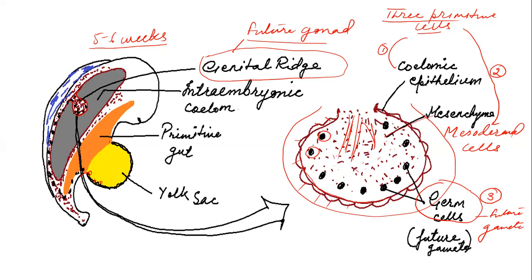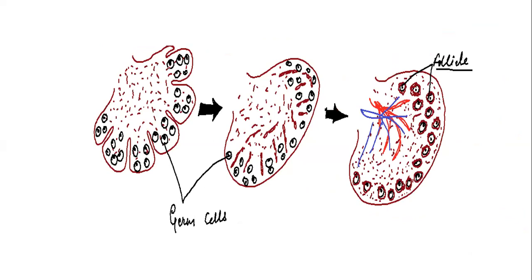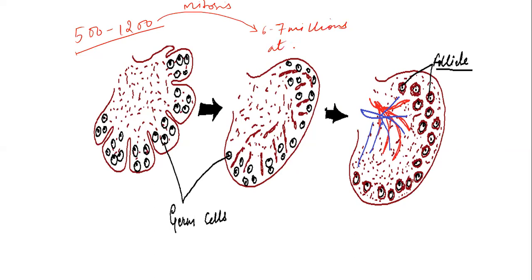Next, let's see how the follicles are developed in the ovary. These germ cells have reached the primitive gonad, the genital ridge, and their number is only in hundreds, like 500 to 1200 germ cells migrated from the yolk sac to the genital ridge. They continue to divide through mitosis, and their number reaches 6 to 7 million at the 20th week of intrauterine life. This starts around 6 to 7 weeks, and will be maximum at the 20th week of intrauterine life.